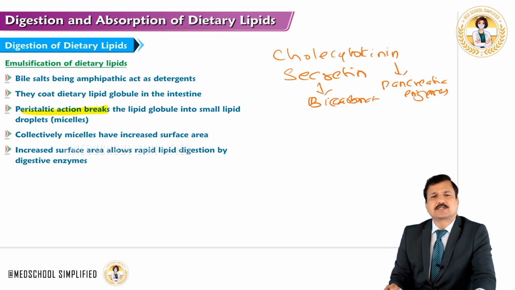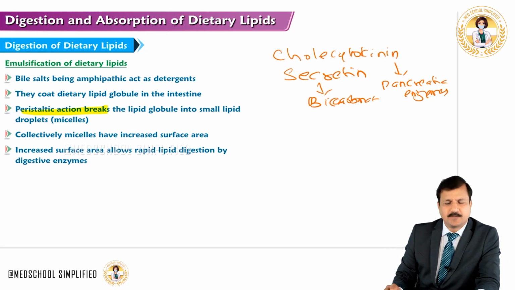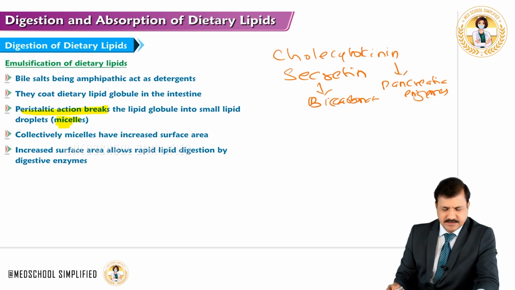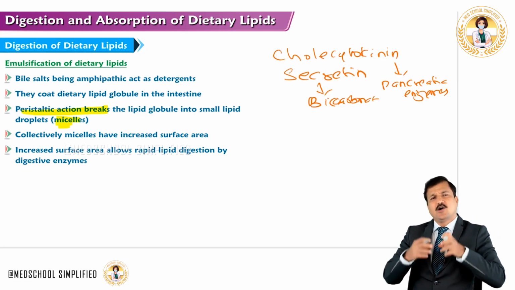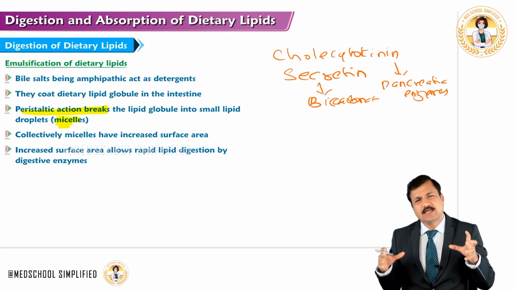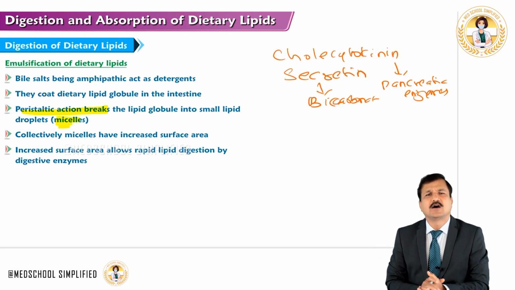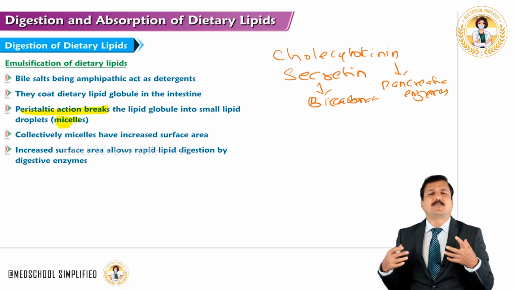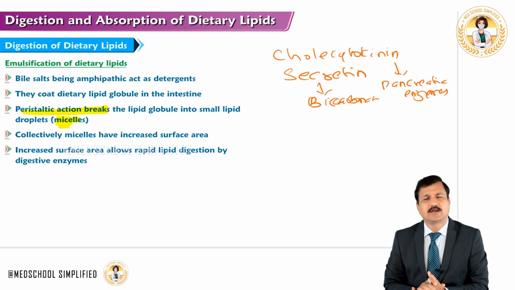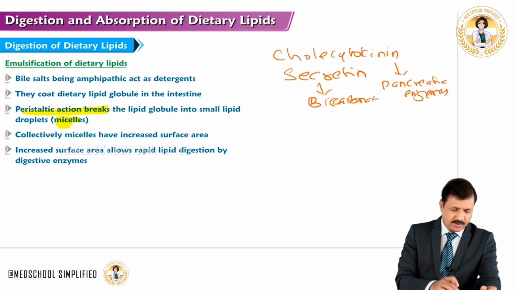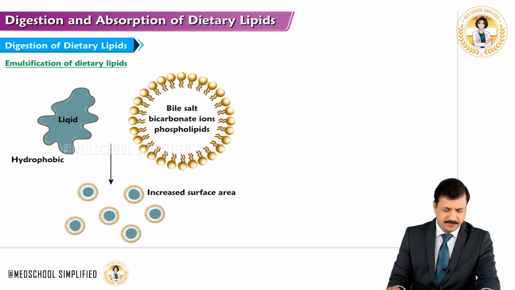And when this coating of the lipid globule with bile acids and bile salts occurs, the peristaltic action breaks lipid globules into small lipid droplets, which we refer to as micelles. Collectively, all these small lipid droplets increase the surface area of the lipid. Increased surface area will allow rapid lipid digestion by digestive enzymes coming from the pancreas. That is what is shown here in the figure.